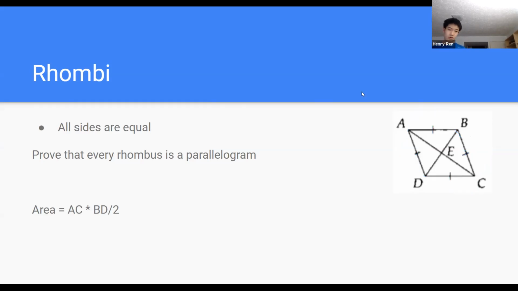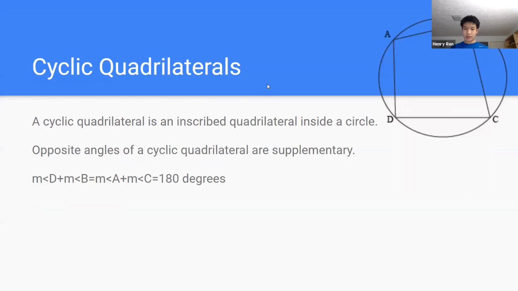All right, cyclic quadrilateral should be the last topic of the day. A cyclic quadrilateral is any quadrilateral that's been inscribed inside a circle. Why did I talk about this when we're talking about circles next class? Let's talk about circles really quickly, so we'll have more time next class.